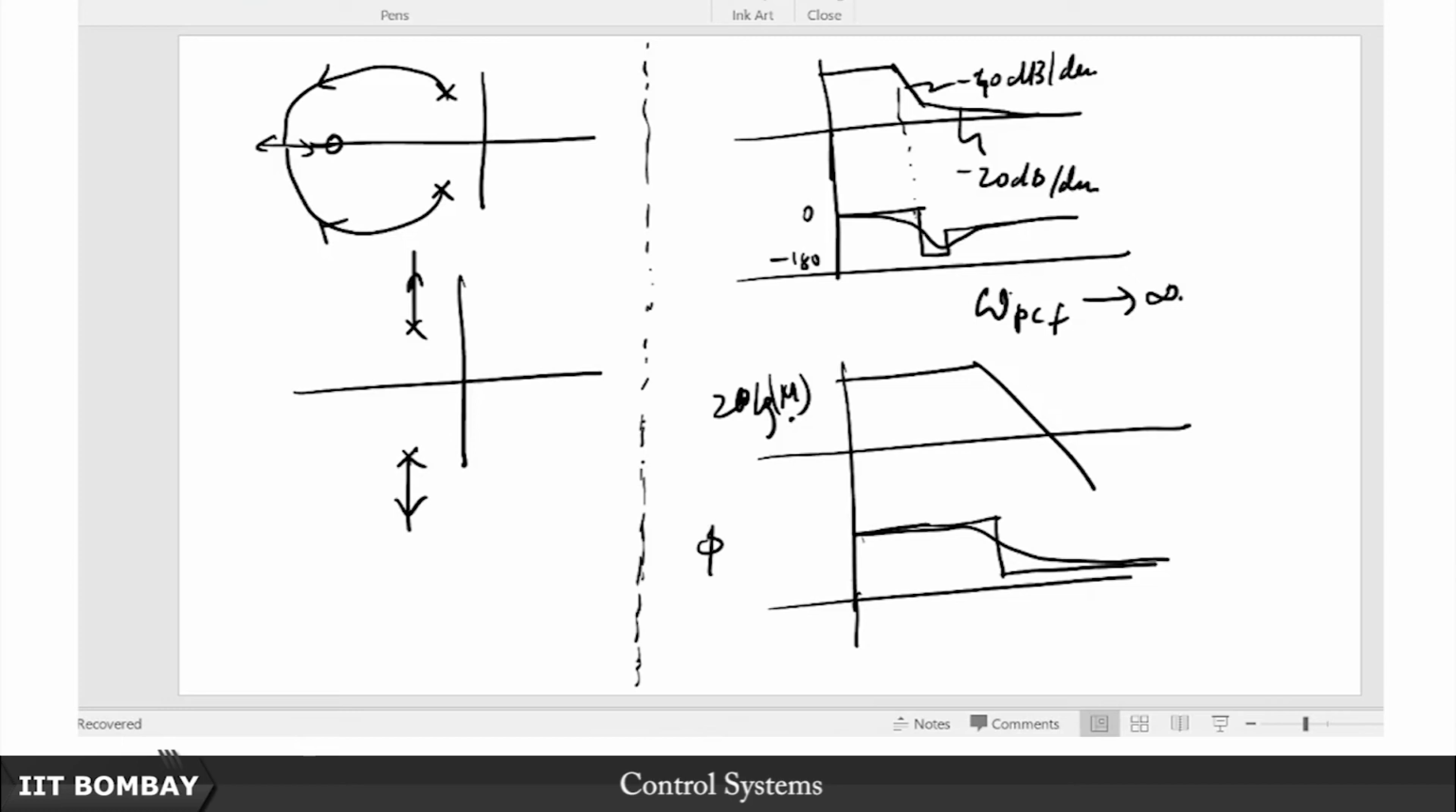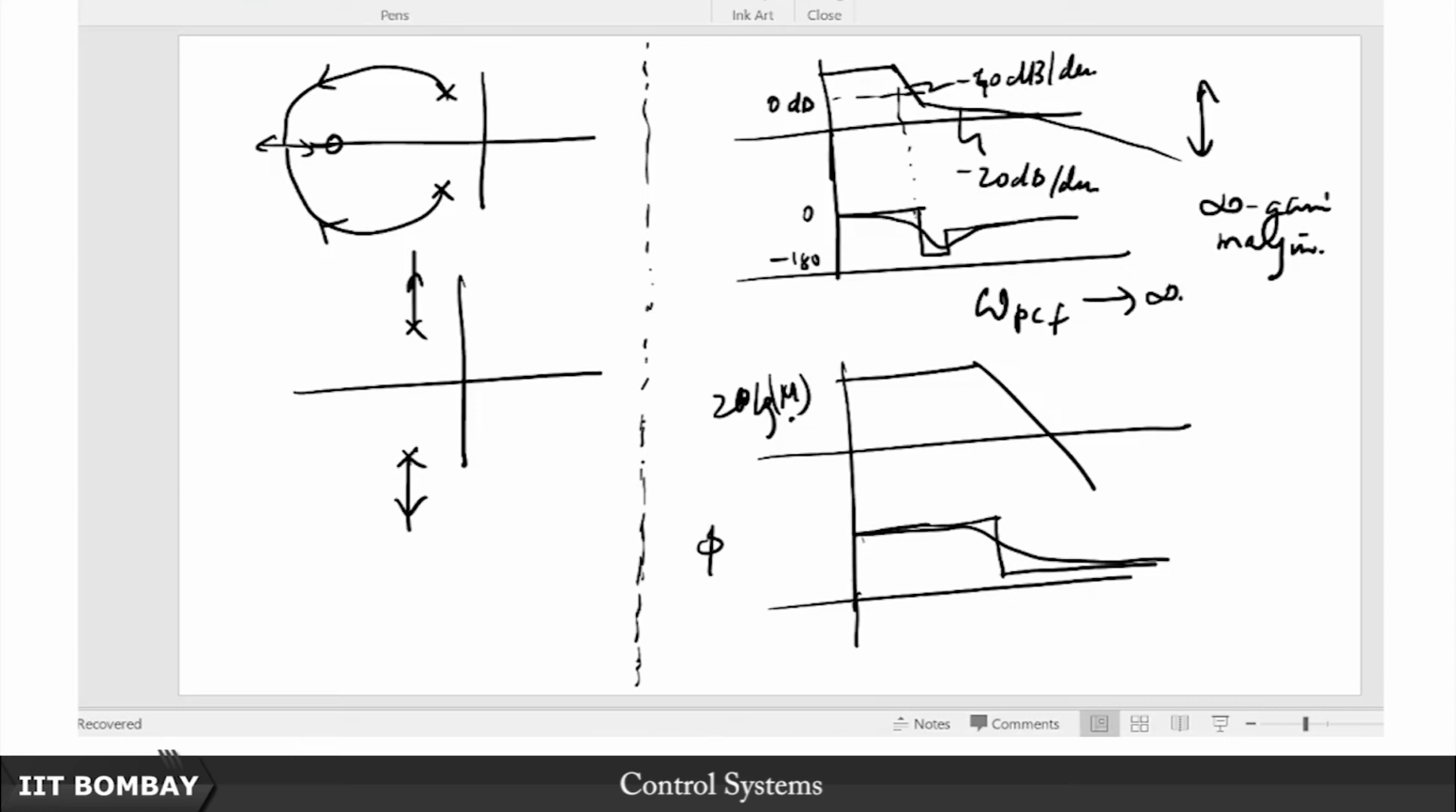You see omega PCF goes to infinity, that means there is no omega PCF as such, and at omega PCF tending to infinity, what does this fellow go to? This fellow is going all the way down. So, if somewhere here the 0 dB line is, at omega tending to infinity you have infinite gain margin. Translated into layperson's language, this says that you can keep raising the gain to as high values as you like, and you will never lose closed loop stability. That is infinite gain margin.